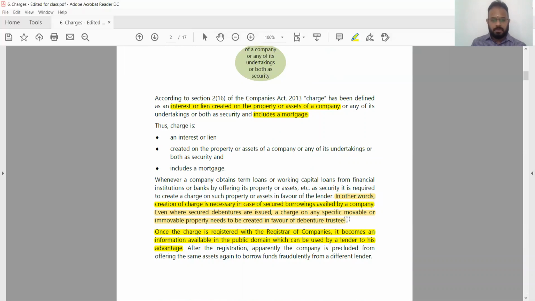We need to be very strong. See the next point. Once the charge is created with ROC, it becomes information available in the public domain, which can be used by a lender to his advantage. Now the point is, if the person is lending and you are acquiring the property, you need to check whether it is fraudulently done or not.